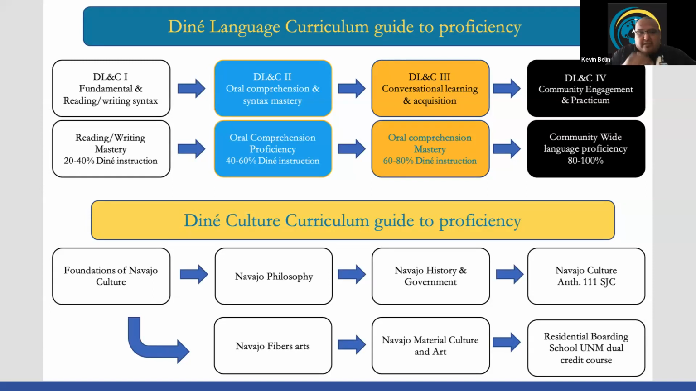When we look at our whole curriculum in general, we have foundations of Navajo culture, Navajo philosophy, Navajo history, government, Navajo culture with a dual credit course at Salwan College. We now have Navajo fiber arts, which is now meshed together with Navajo material arts for TMA. Okay, so that's a two-year course for our freshmen and sophomores that they can choose to take. We also did that UNM residential dual credit course where they went over the history of residential schools, and that was a pilot program that we had the opportunity to be a part of. Next slide.